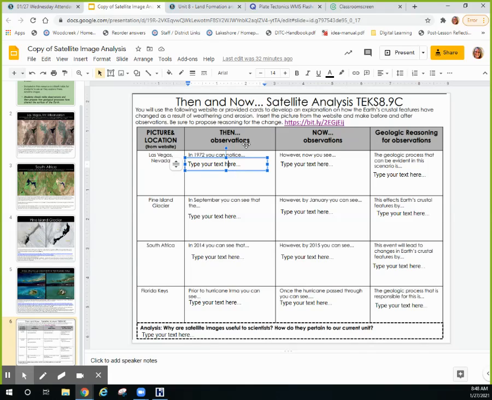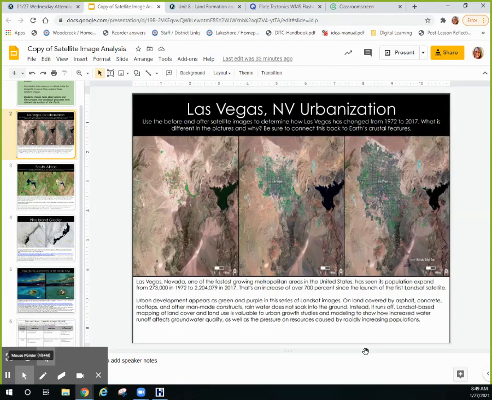We're going to observe then and now. Okay, and it says in 1972, what do you notice? However, now what do you see? What geological process is evident in this scenario? So those are the questions that we're going to be answering for each one of these 4 locations. So our first step is to look at the pictures and read the text that goes along with it.